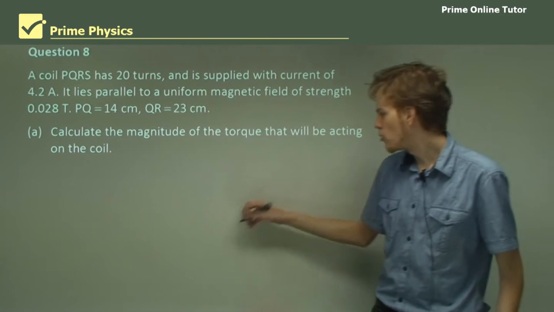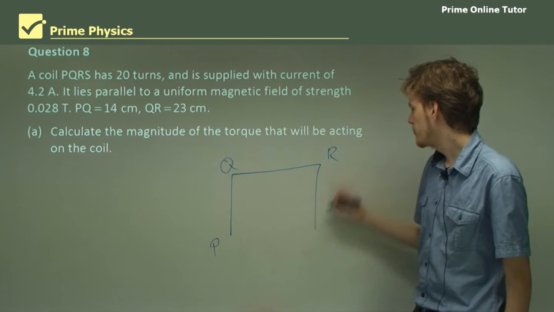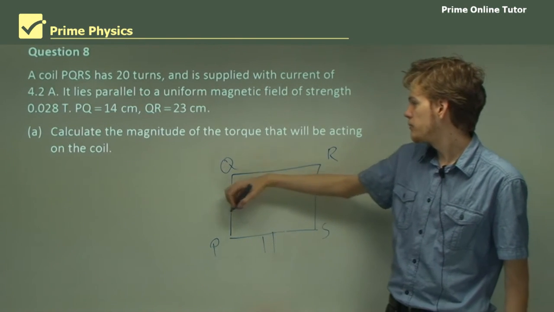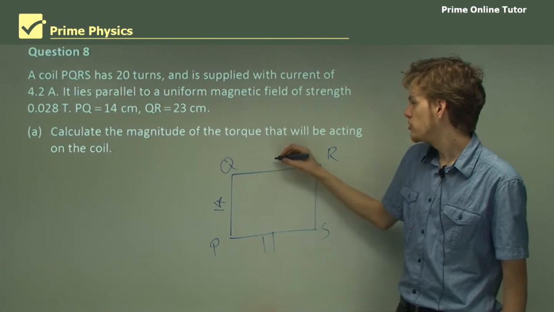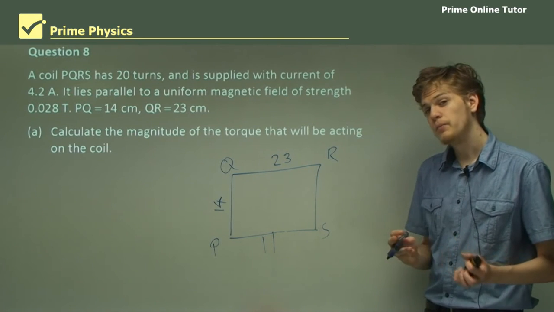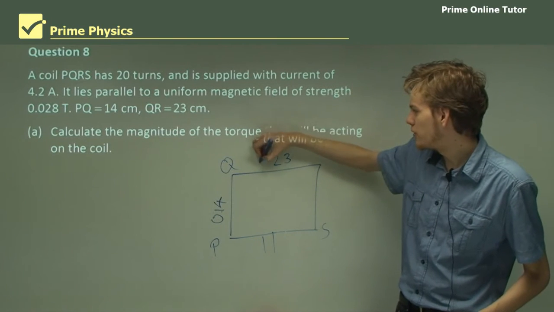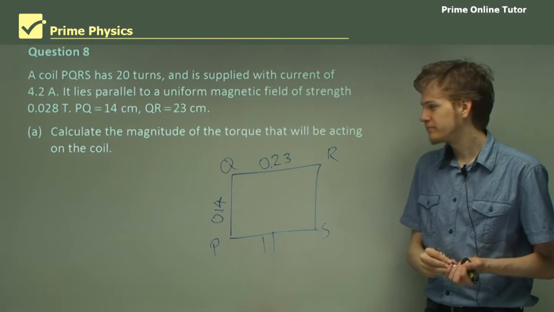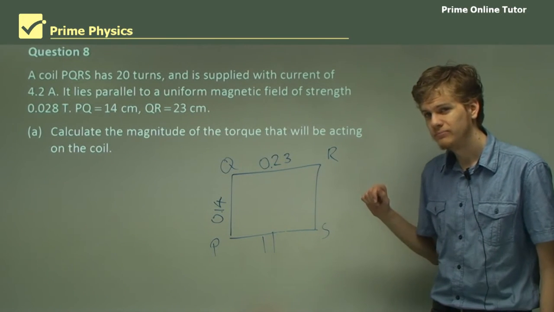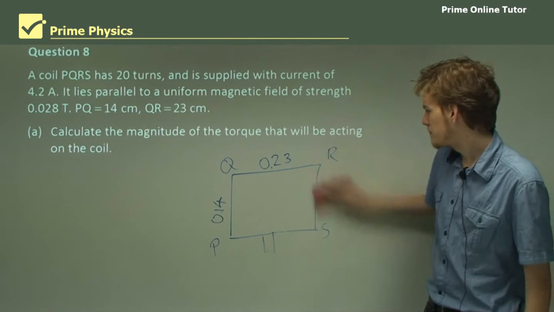Right, so we have a rectangular coil, PQRS, right? We have one side PQ, 14 centimeters, and QR, 23 centimeters, right? Except because we're physicists and we always measure things in meters, we're more likely to write down the numbers like this. So calculate the magnitude of the torque that will be acting on the coil. To do this, we need to know the area of the coil. Luckily, we're given its dimensions.